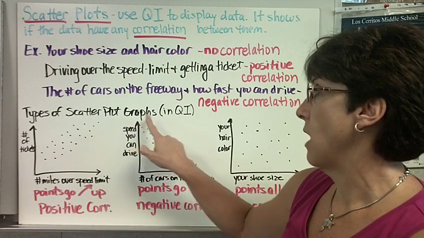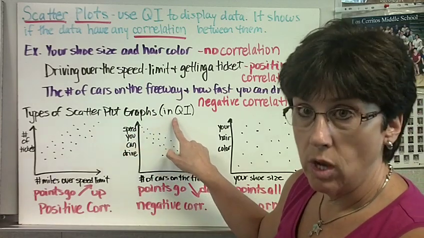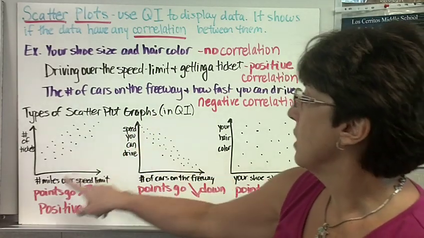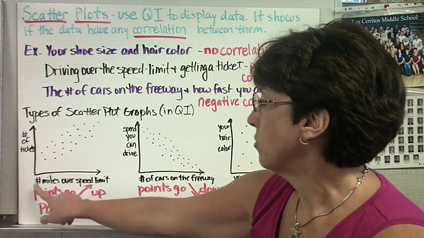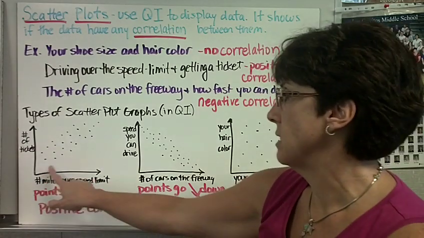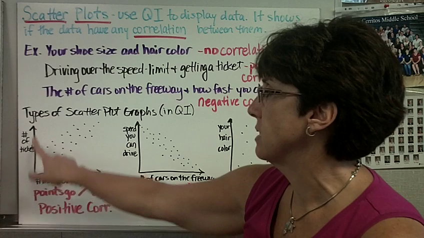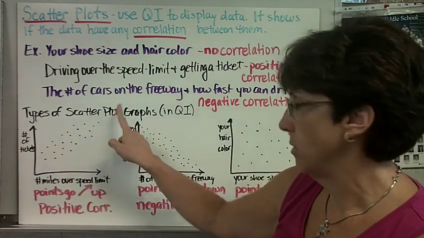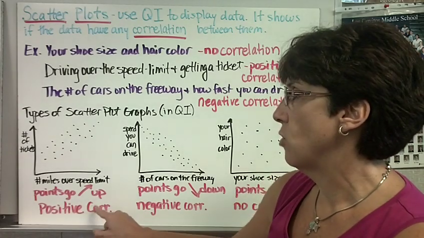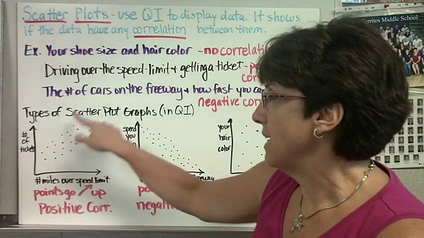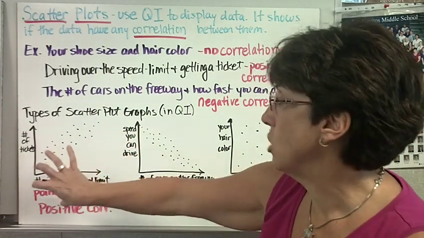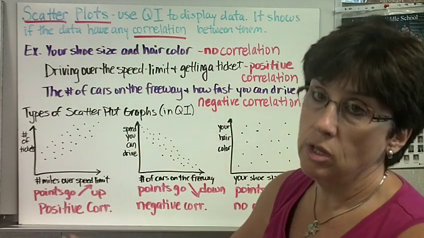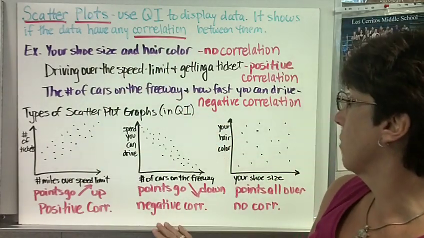Here are the types of scatter plots, and they're in quadrant 1. This is what they look like. If you have, here's our miles over the speed limit. As this increases, the number of tickets as this increases. Your points are going upward together. So that's a positive correlation. There's no line connecting all these points, but in general, they go upward, so they have a positive correlation.